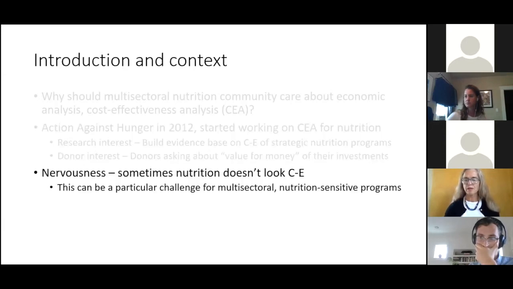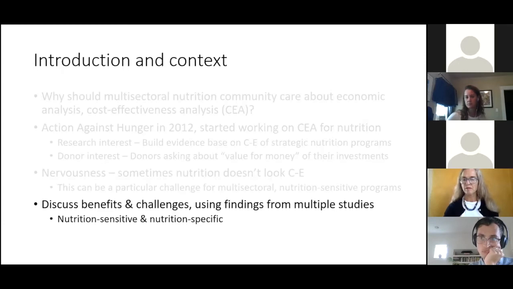My experience in the nutrition community is that there's often a sense of nervousness around economic analysis and cost effectiveness analysis, because sometimes our nutrition specific or multisectoral nutrition programs don't really look cost effective compared to other options. And this can be a particular challenge for multisectoral and nutrition sensitive programs, as we'll see throughout this presentation. I'll be discussing some of the benefits and challenges around economic analysis in this sector, using findings from multiple studies, both including nutrition sensitive and nutrition specific interventions.